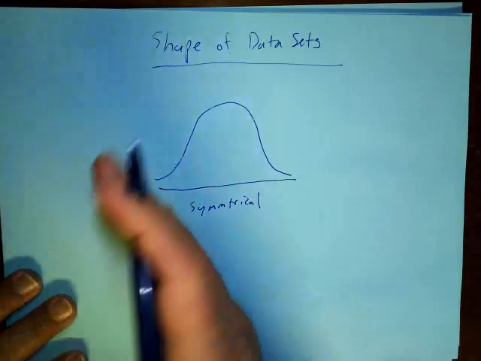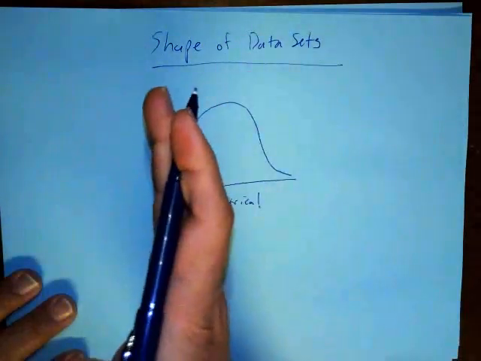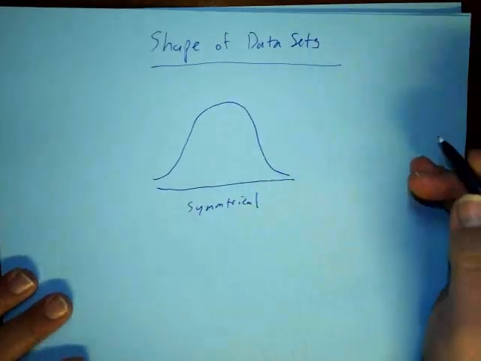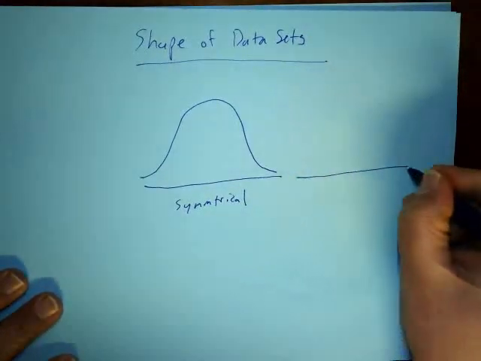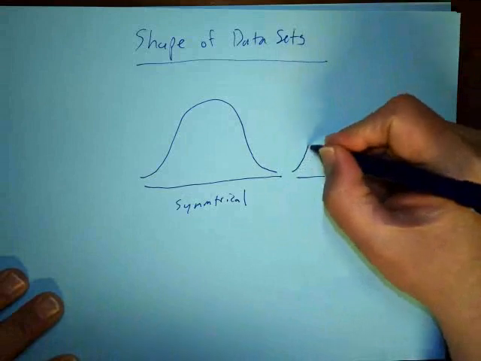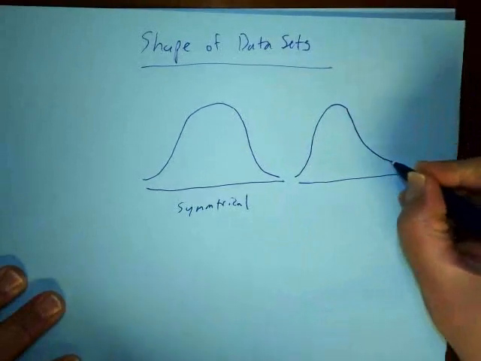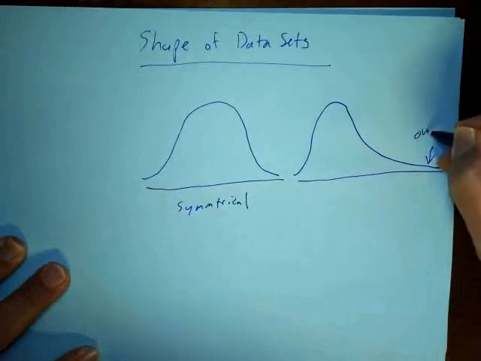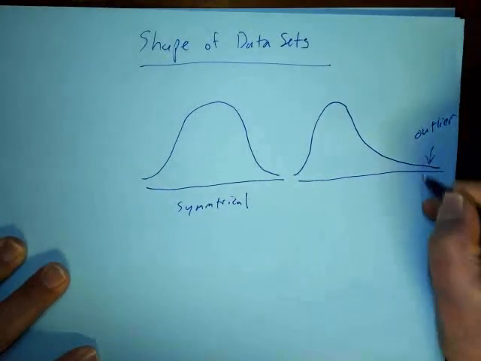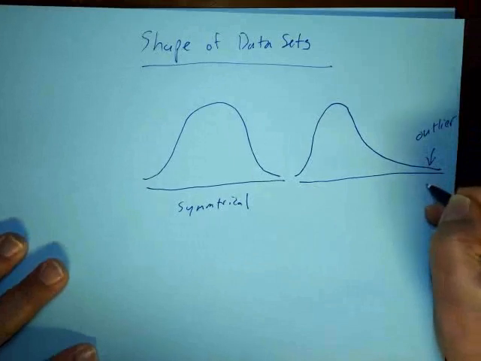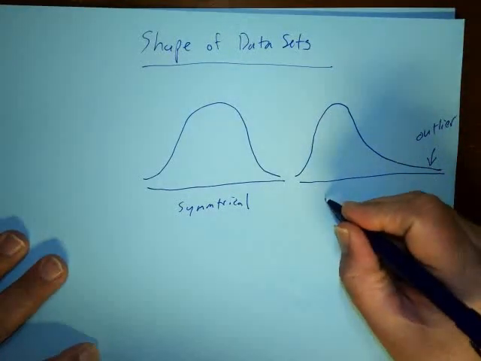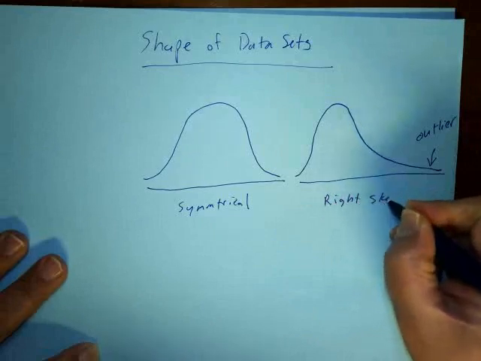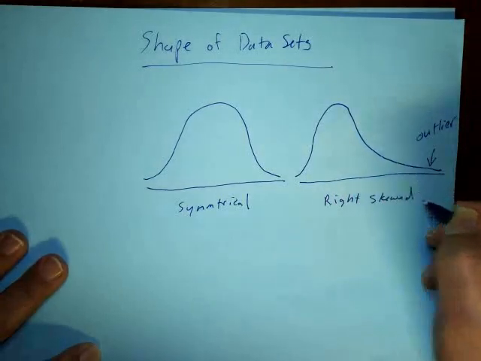Okay, it doesn't have to be perfectly the same, but if it's not noticeably skewed one direction or another, we would say it's symmetrical. But then you could have a data set that is right skewed. And what causes the skewness is that there would be an outlier here on the right. So this would be an extreme value on the right, and that would skew the data to the right. So a right skewed data set.